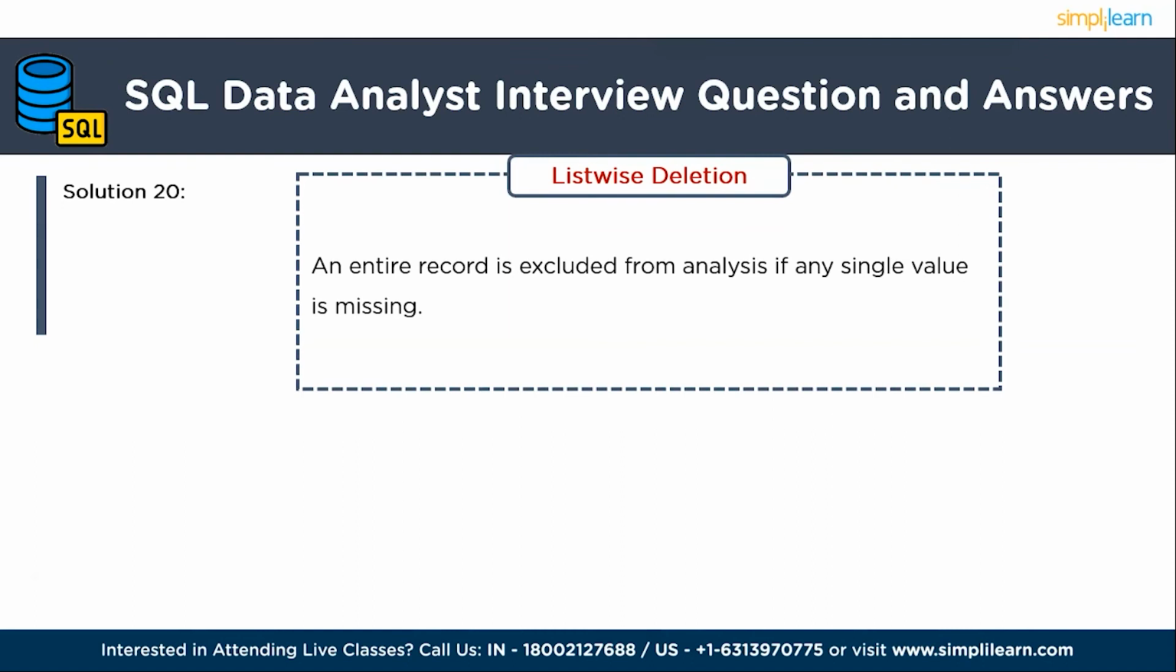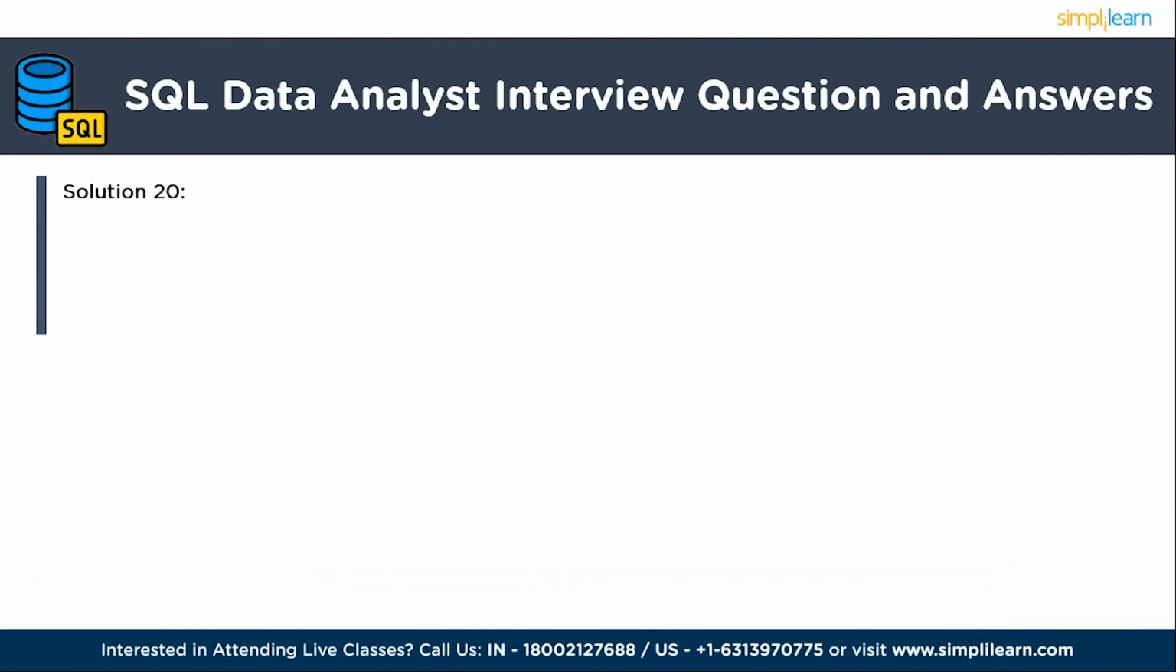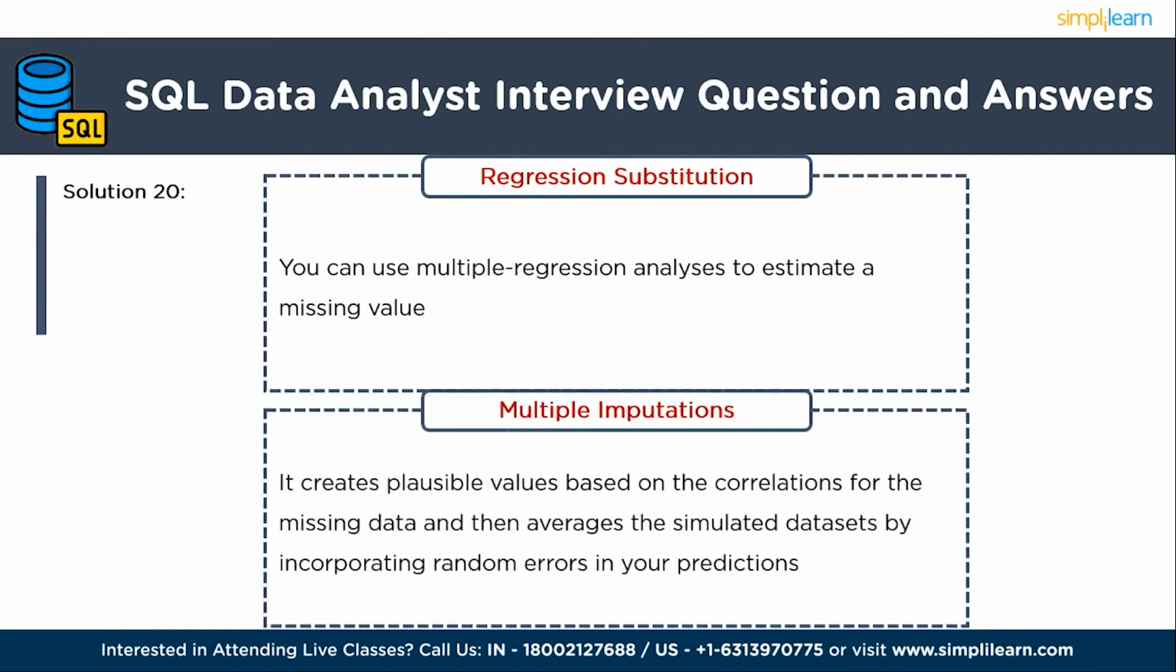In the list-wise deletion method, an entire record is excluded from analysis if any single value is missing. And then we have average imputation. Take the average value of the other participants' responses and fill in the missing value. Then we have regression substitution. You can use multiple regression analysis to estimate a missing value. And then we have multiple imputations. It creates plausible values based on the correlations of the missing data and then averages the simulated data sets by incorporating random errors in your predictions. So this was all about how you can handle missing values in a data set.